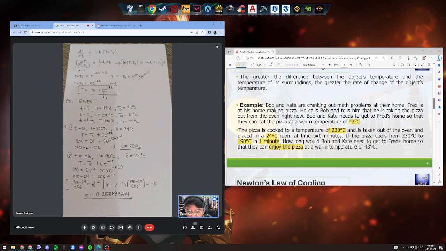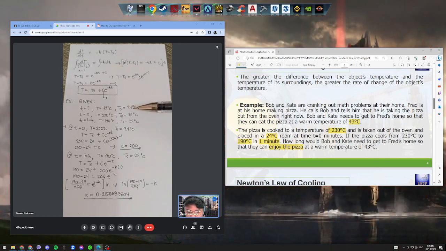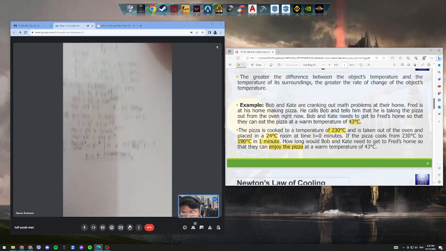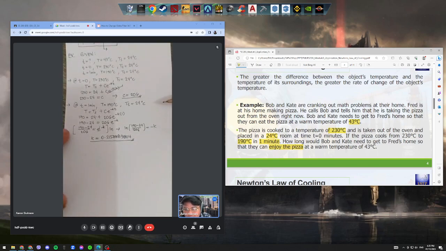Okay, so we got our K. We already have K and C, so we can now solve this first condition. What is required here? It is the time, given that the temperature of the pizza is 43 degrees Celsius and the temperature of our surroundings is the same. How do we do that? We use the values of C and K. All right.